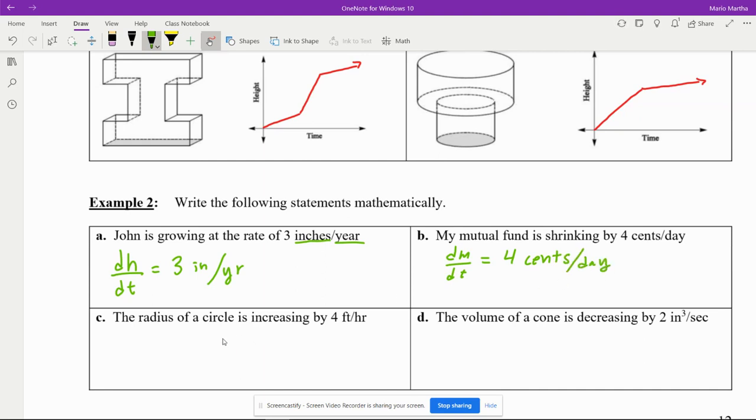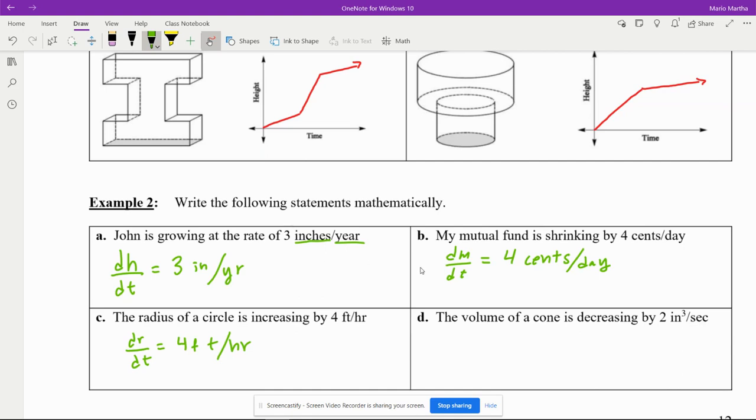Part C gives us: the radius of a circle is increasing by 4 feet every hour. R would be a good variable to use because it's the radius, so dr/dt equals 4 feet per hour. Part D: the volume of a cone is decreasing by 2 cubic inches per second.